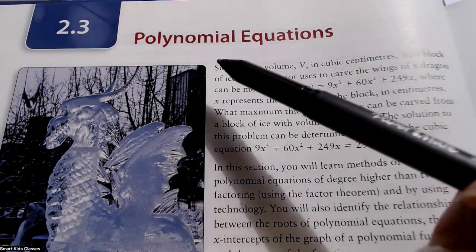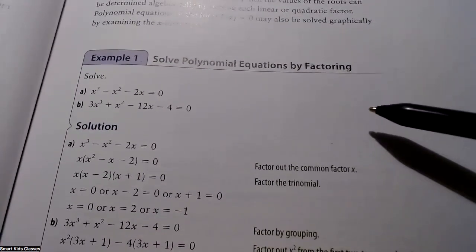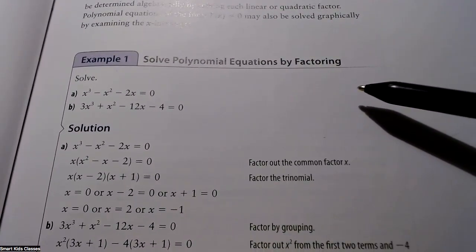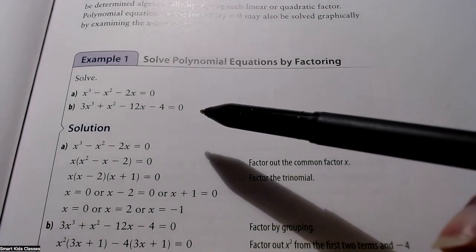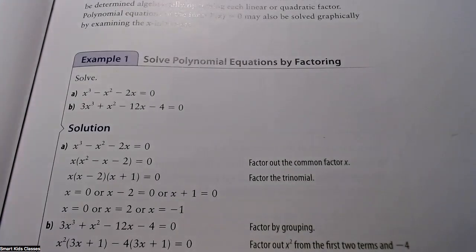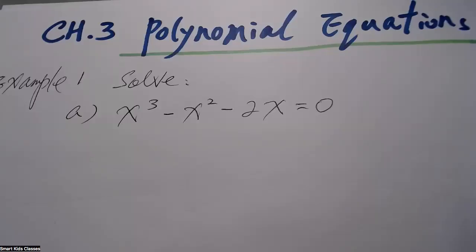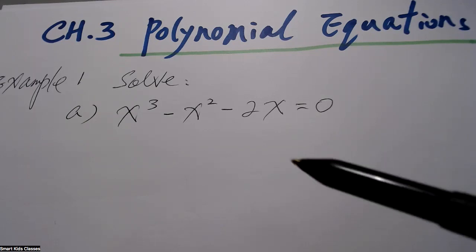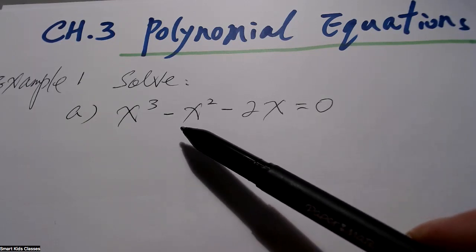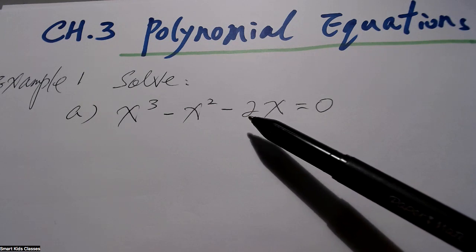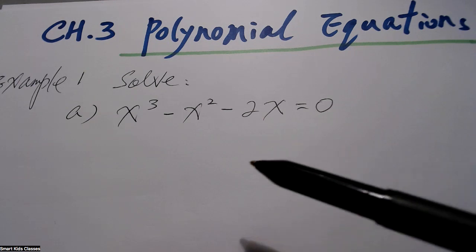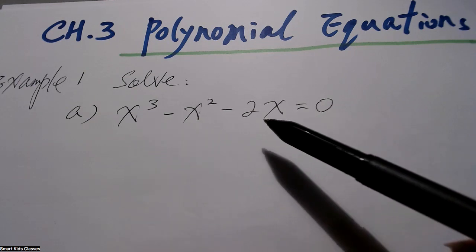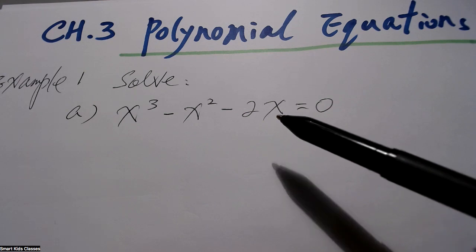Unit 2.3, polynomial equations. We're going to look at the first example, solving polynomial equations by factoring. There are two equations. I'm going to write it down on paper and explain to you. The first equation: x exponent 3 minus x squared minus 2x equals 0. To solve it, we're going to find the common term x in each term. We're going to factor x first.